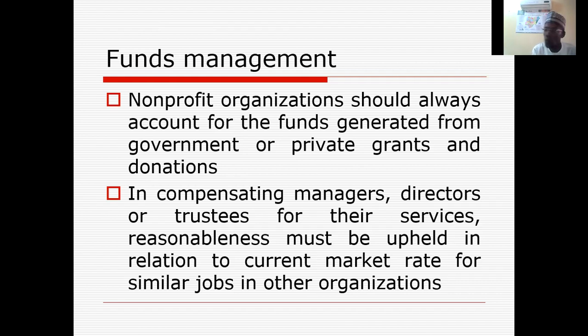Then compensating your managers, workers, directors or trustees for their services. Reasonableness must be upheld in relation to the current market rate for similar jobs in other organizations. Remember, you are the social entrepreneur, not your employee. If you are pursuing a social mission, in a social organization, you are the only social entrepreneur. You are the only person with the motive. The people working for you are working for you because they want to earn their living out of it. They are just ordinary employees. So in compensating them, you should try as much as you can to compensate them commensurably with what is obtainable in other similar organizations, in private or public organizations.